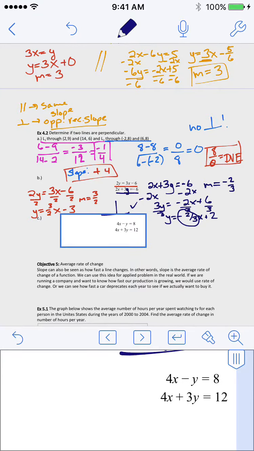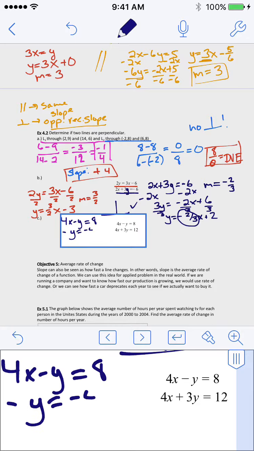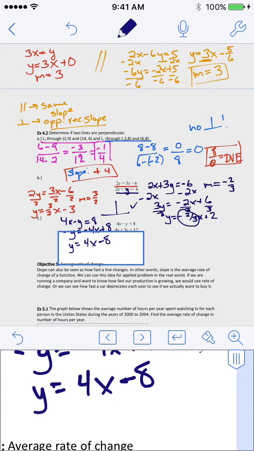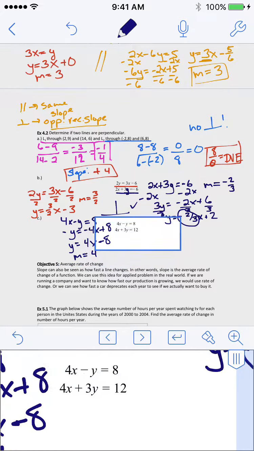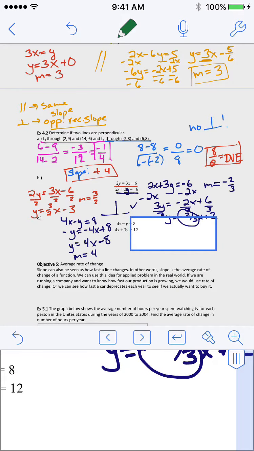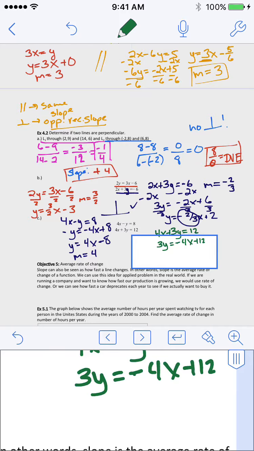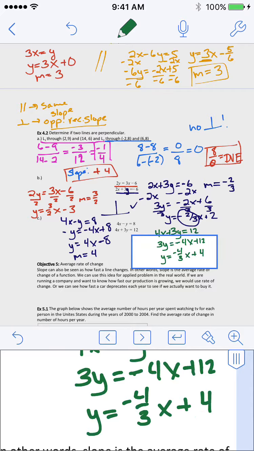So I'm going to convert these real fast. 4x minus y equals 8. Subtract that. Get negative y equals negative 4x plus 8. And y equals positive 4x minus 8 when you divide. So my slope for this first line is going to be a 4. I'll do the same thing for the other one. I'll use a different color. 4x plus 3y is equal to 12. Move the x over, so 3y is equal to negative 4x plus 12. Divide by 3, you get y is equal to negative 4/3 x plus 12 divided by 3 is 4.